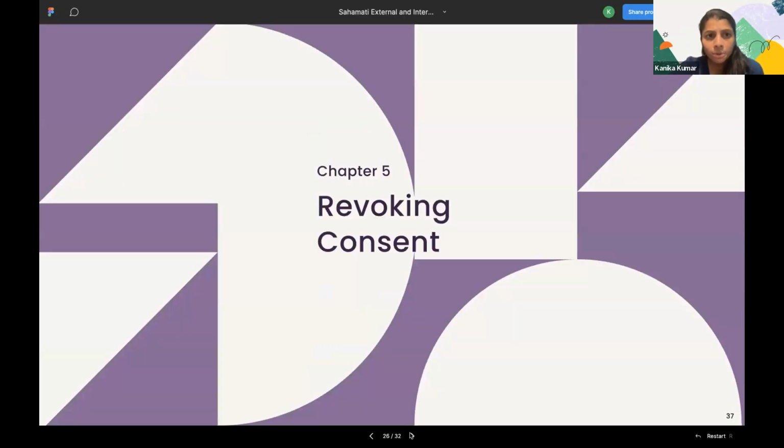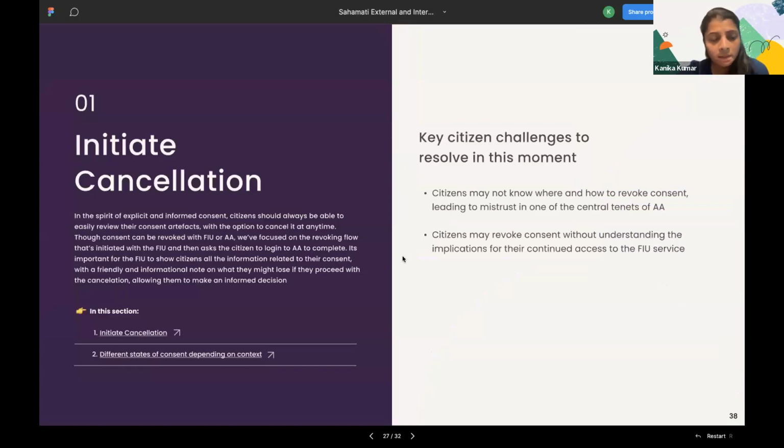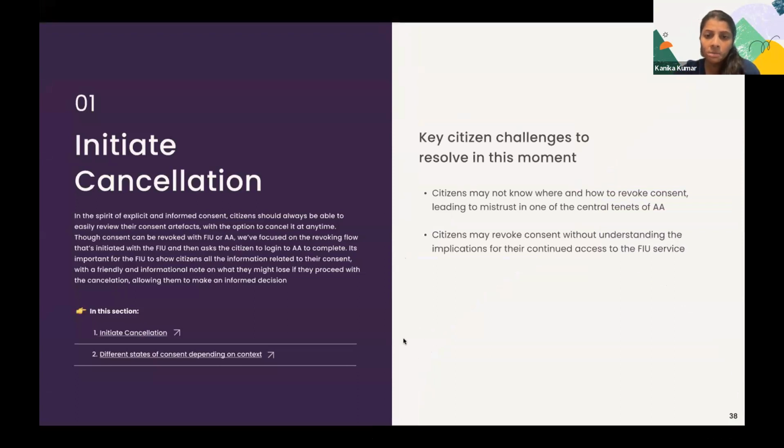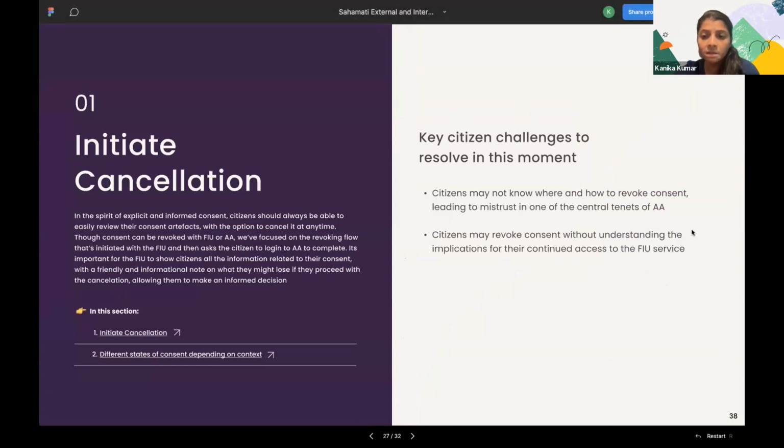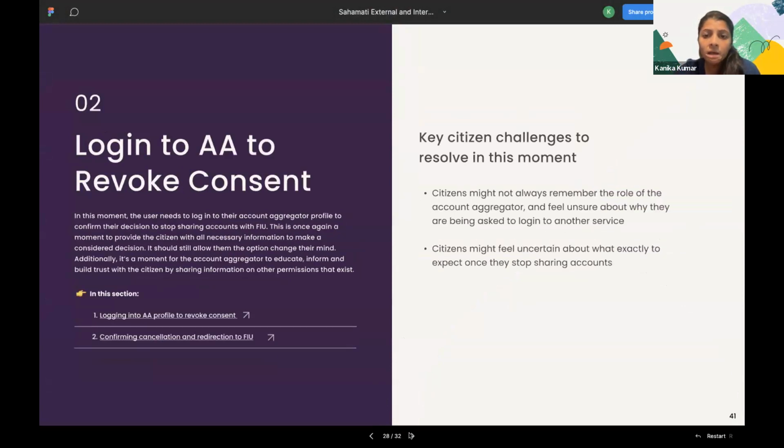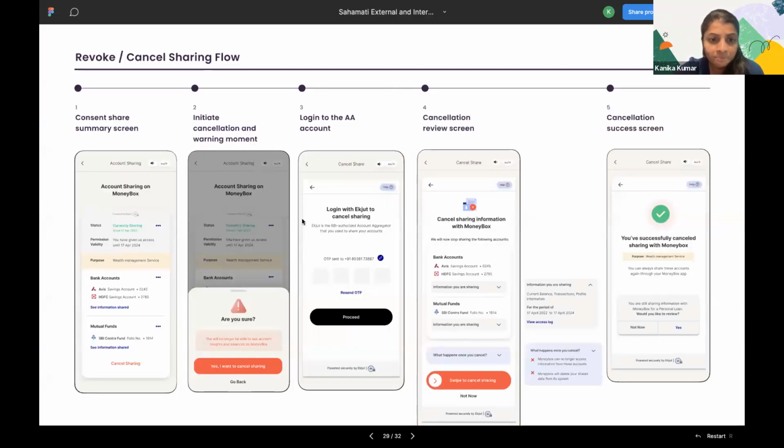Finally, I just want to quickly go through revoking consent. And so here there are a couple of things that we want to keep in mind. One is the big challenge is how do you make sure that citizens know where they can revoke consent, and how they can revoke consent, and they understand what it means. And then how do they understand the role of the account aggregator, because the revoking of consent finally happens on the account aggregator ecosystem. So how do they make sure that they know what to expect once they stop sharing accounts?